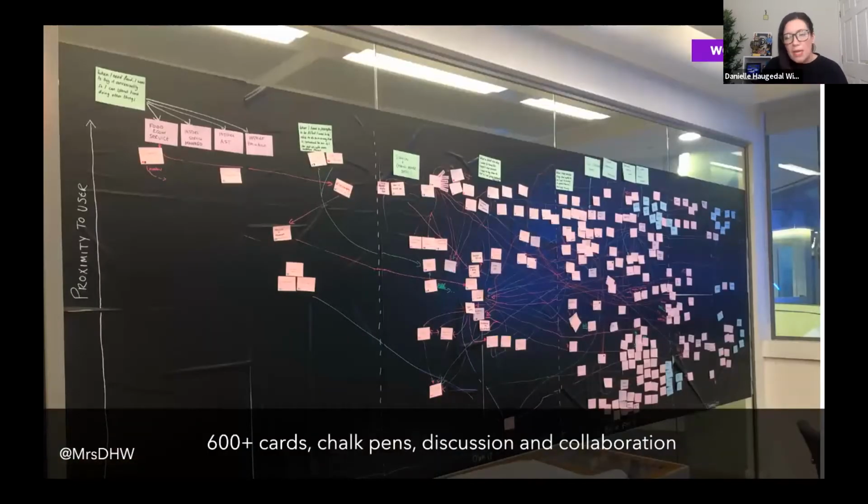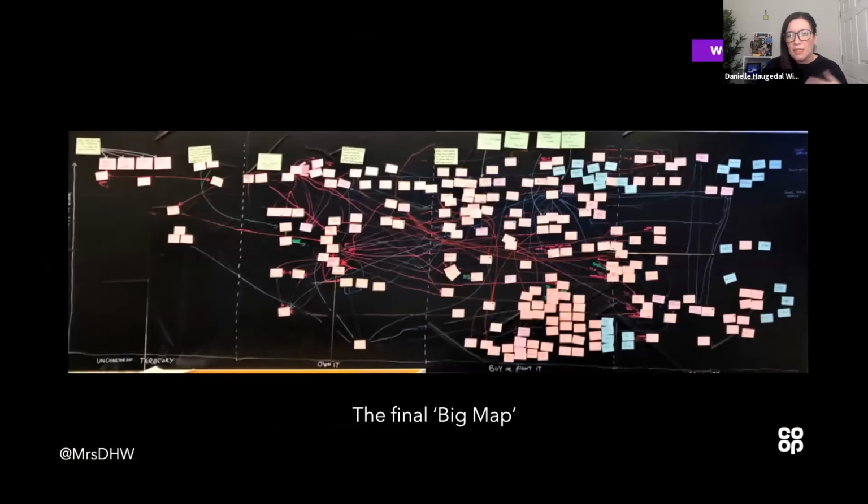So it was big. It took all day, and that was our final map when we came out at the end of it. So we could very clearly see the sort of things that needed to operate in one way versus another, and what type of roles we needed around it.